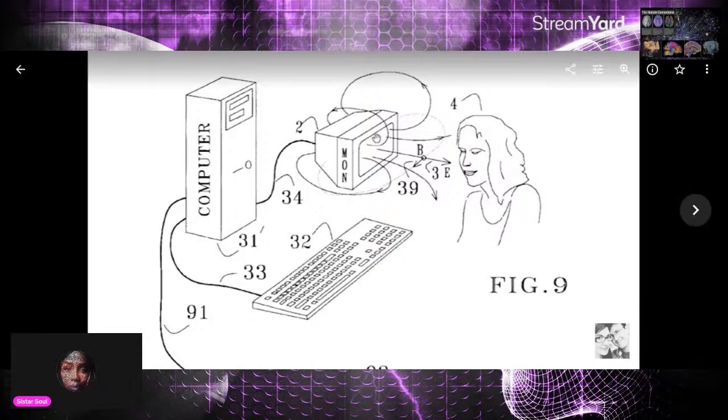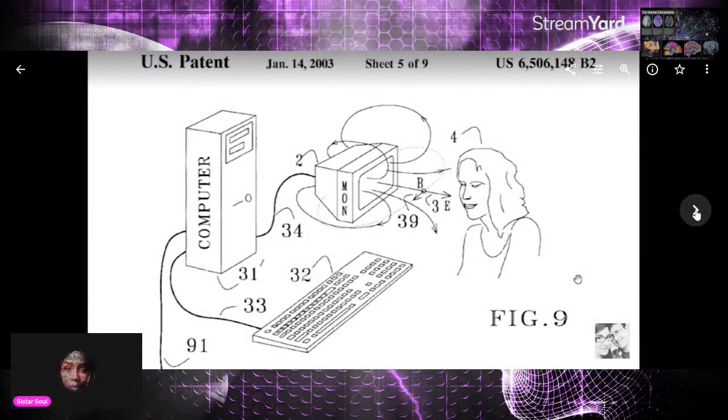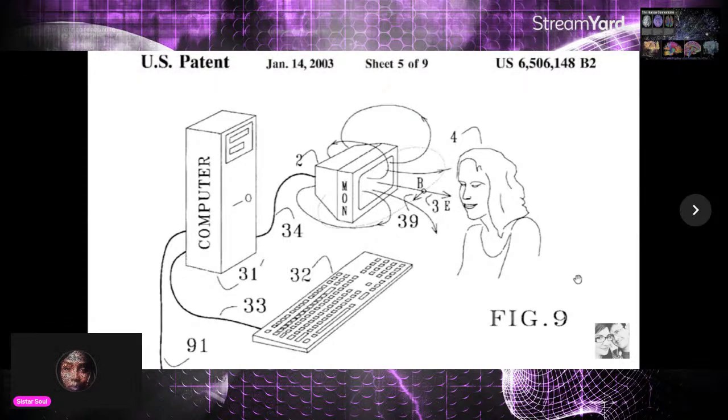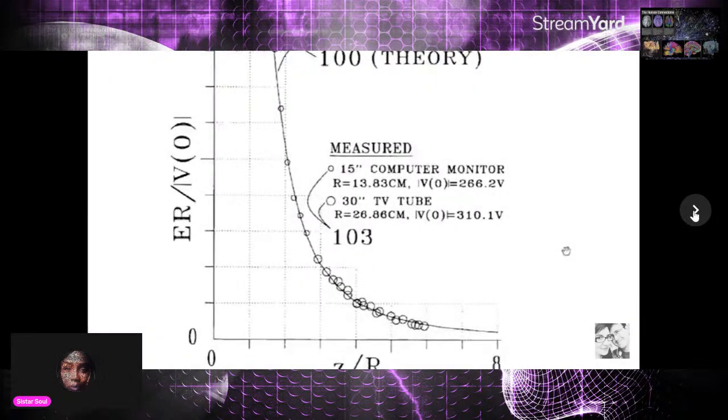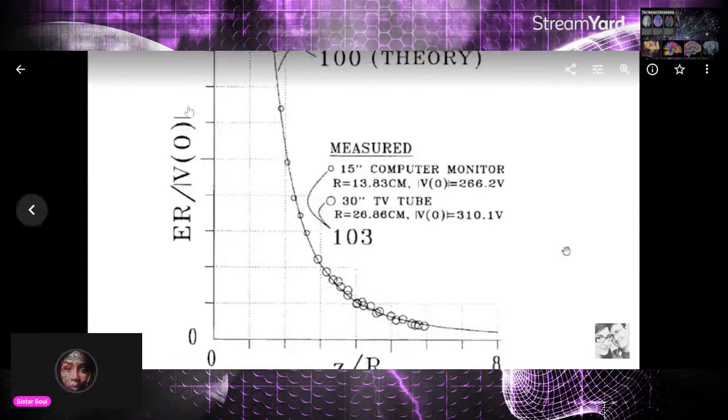Let's get into it. This is showing you the computer, the monitor, the keyboard, figure 9. Let's go past it. United States patent, January the 14th. Patent number 6506148. Patent number 6506148. Theory, measurements of the computer and the screen. This is showing the environmental constructs that are around you.